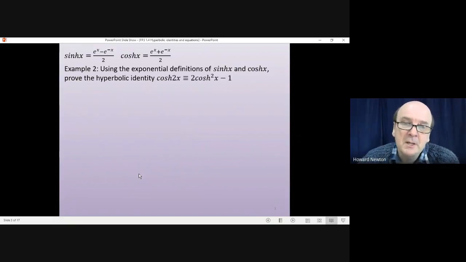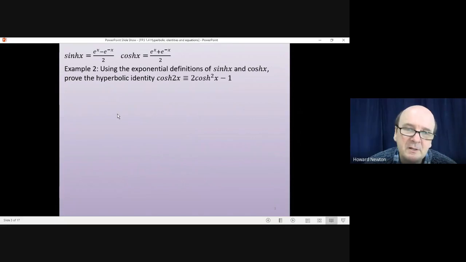Example 2. Using the exponential definitions of sinh and cosh again, this time prove that cosh 2x is equal to 2 cosh squared x minus 1. Same method as before. I would start with the right-hand side and prove that it's equal to the left-hand side. It's slightly easier to do that. Anyway, have a go yourself, pause the video, come back to me when you're ready.